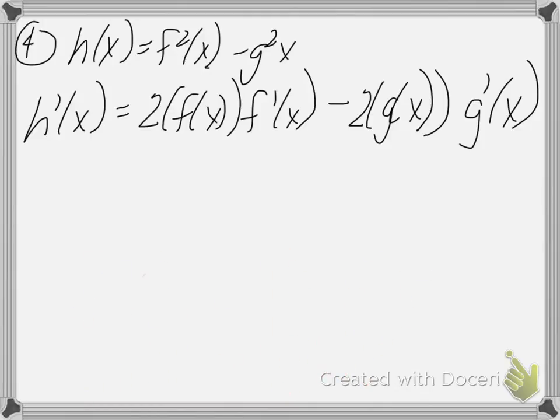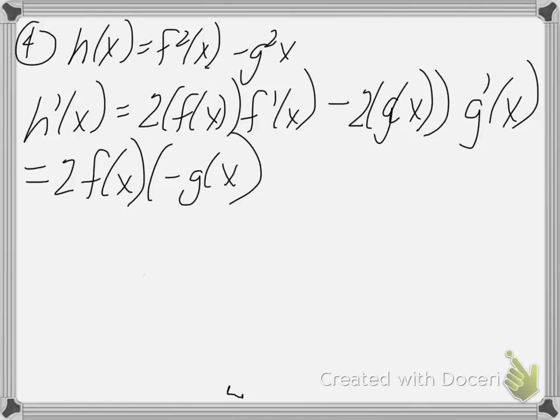Okay, so now this doesn't match any of the choices, so we're just going to have to play around with it a little bit. So we're going to keep this 2. The f of x we're going to keep as f of x. And now if you look at all the givens they gave you, f prime of x is equal to negative g of x. So we're going to put that in. Minus 2, keep the g of x, and g prime of x they told you was equal to f of x.